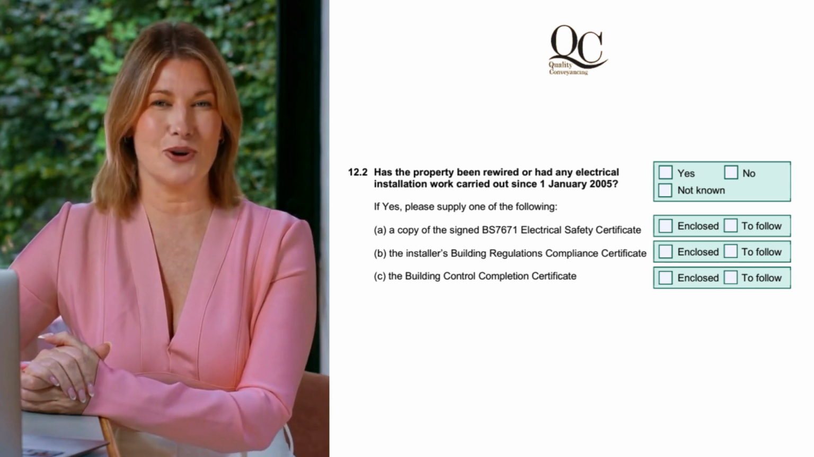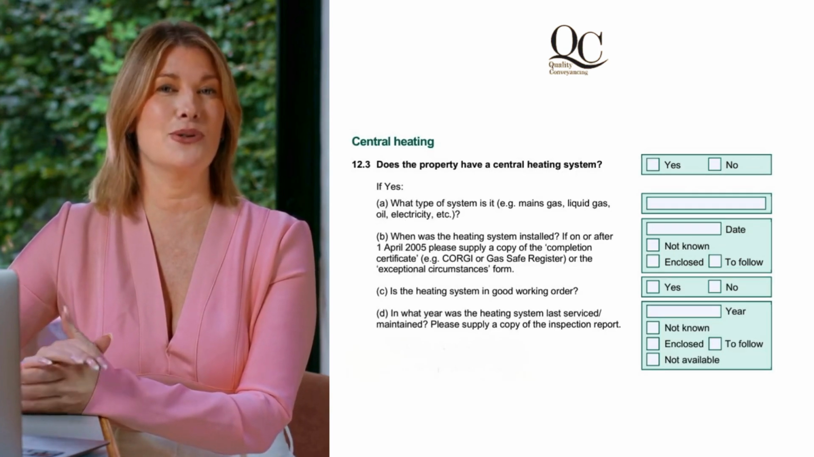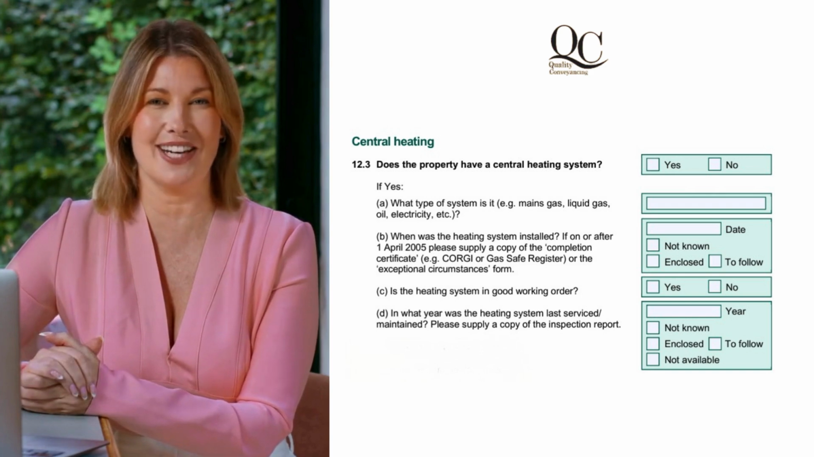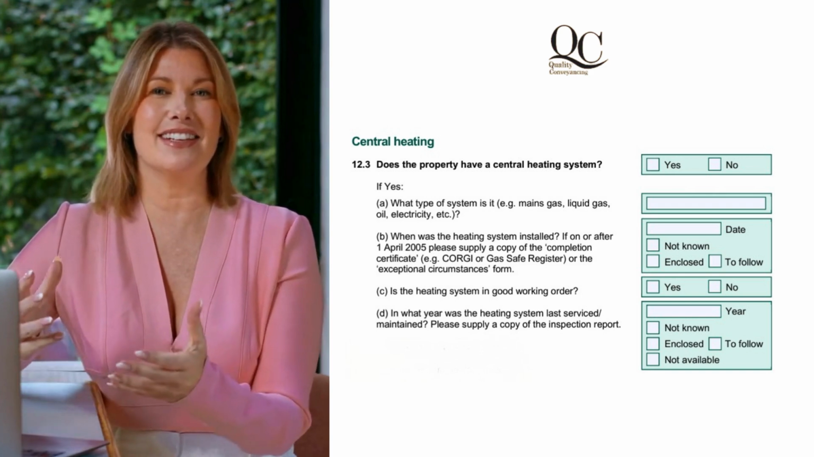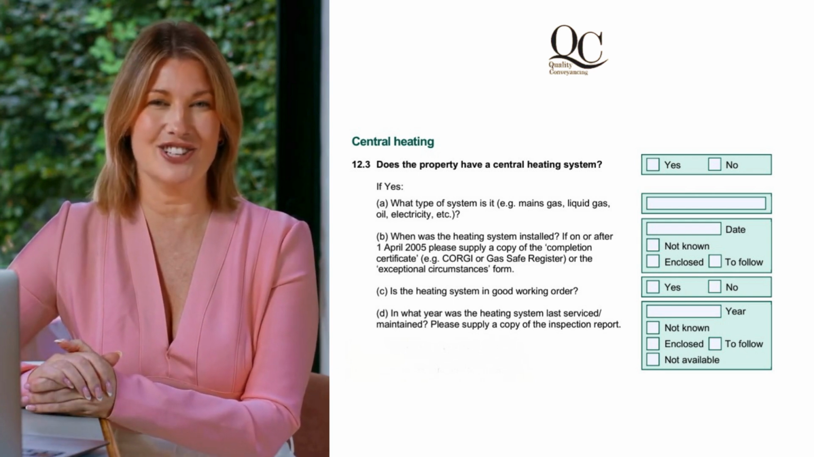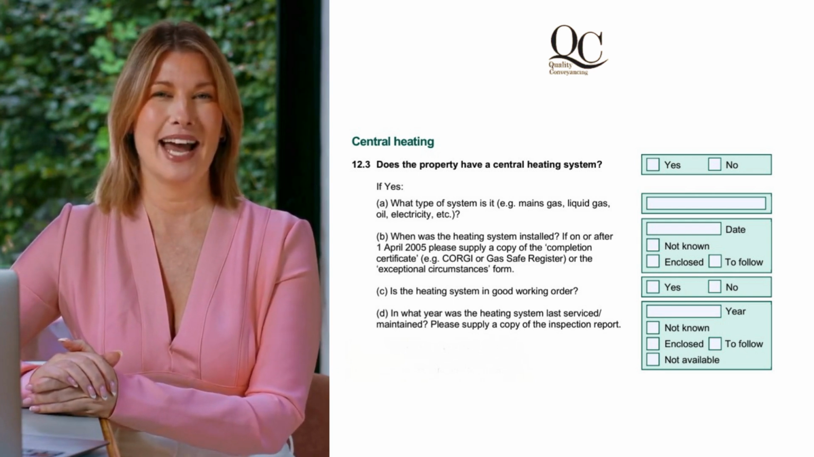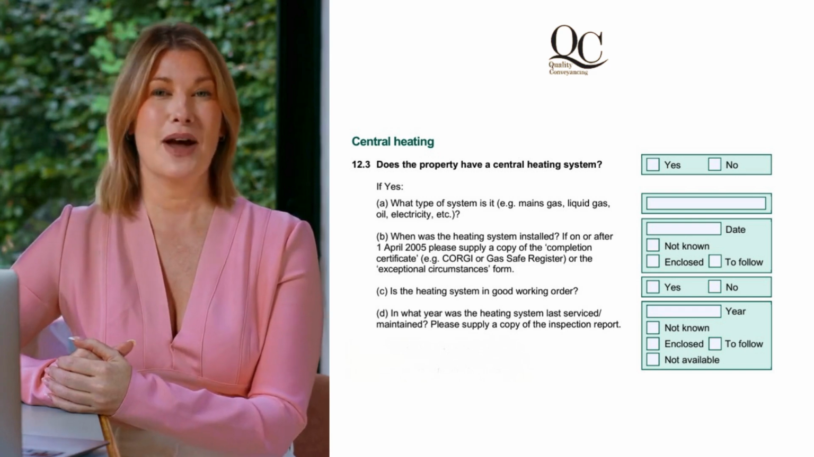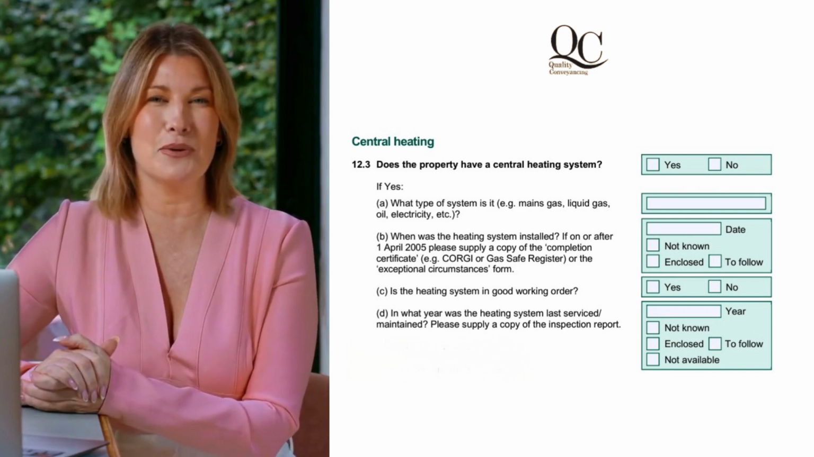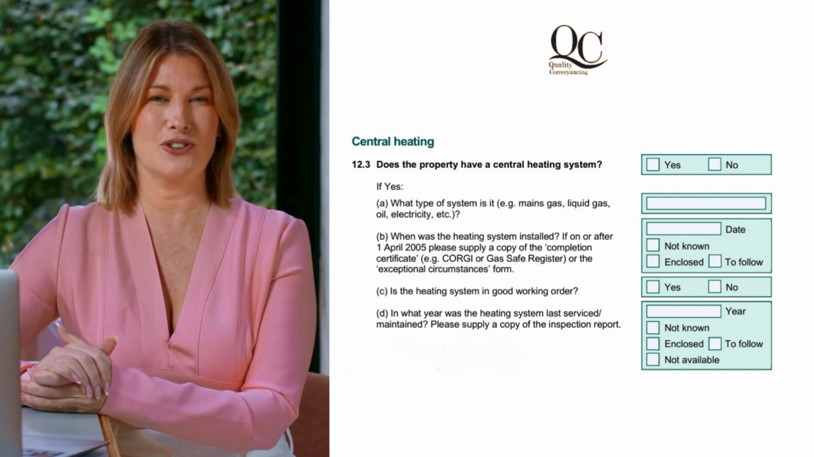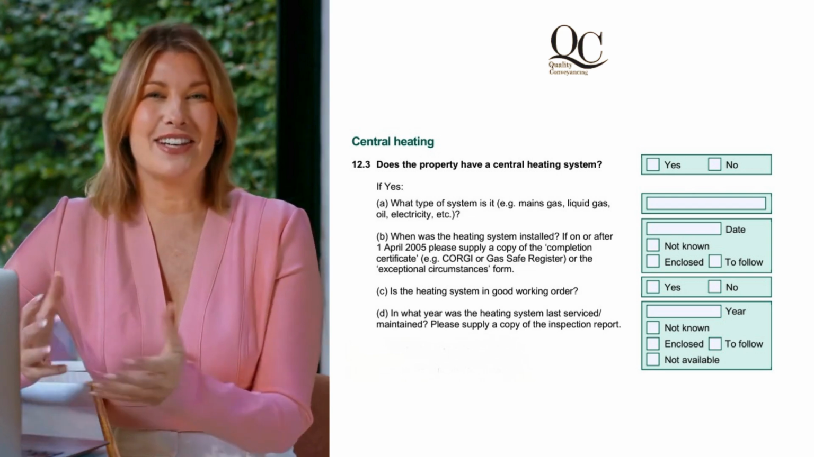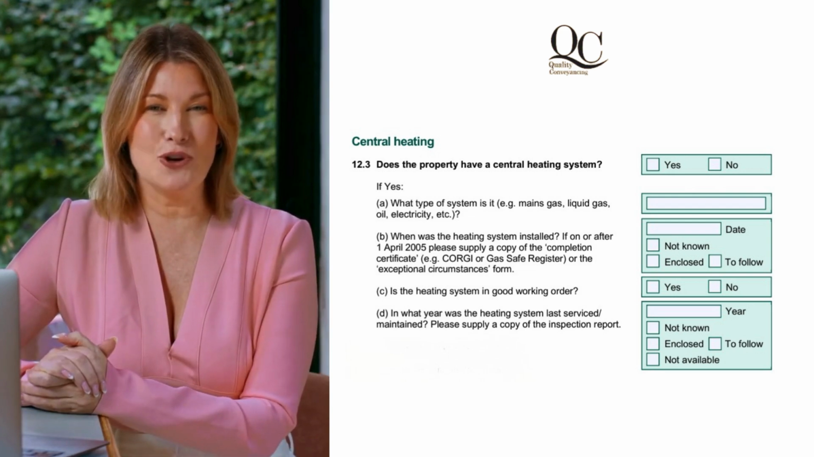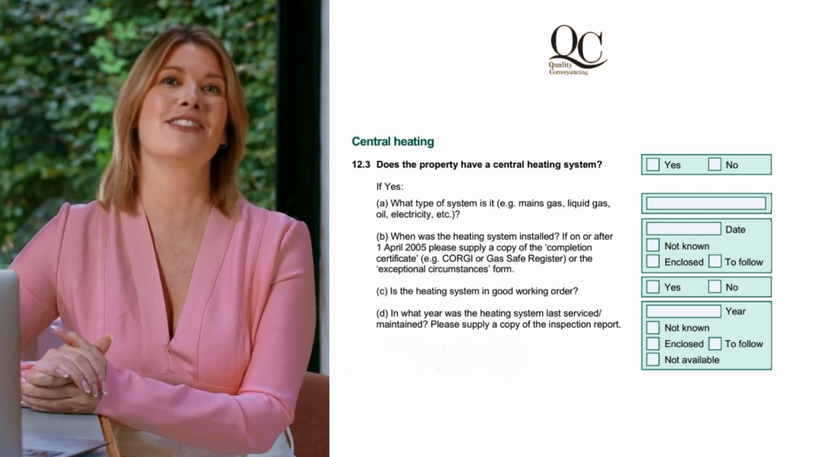This section then moves on to the central heating system. You'll simply tick yes if the property has central heating, or no if it doesn't. If it does have central heating, just state the type. For example, gas, oil, or electric. No technical detail needed. You'll also be asked when the heating system was installed. And if it was installed on or after the 1st of April 2005, you'll be asked to attach a gas safe certificate, previously known as Corgi, or a building control completion certificate.